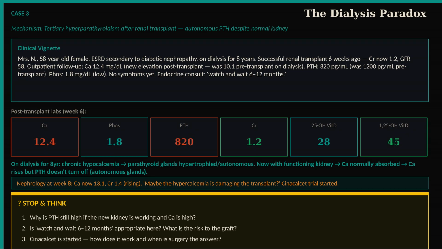The question on the floor, is the hypercalcemia damaging the transplant? A cinacalcet trial gets started. Stop and think. Why is the PTH still high when the new kidney works and the calcium is high? Is watch and wait appropriate? And what's the risk to the graft? And how does cinacalcet work? And when is surgery the answer?